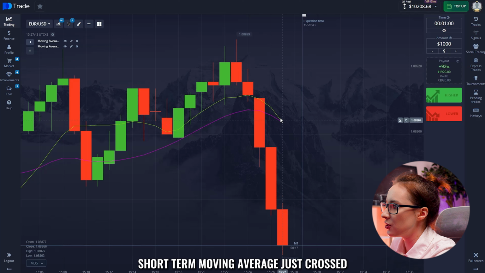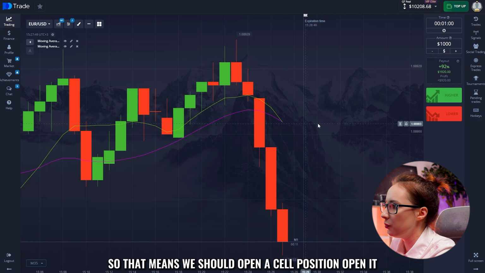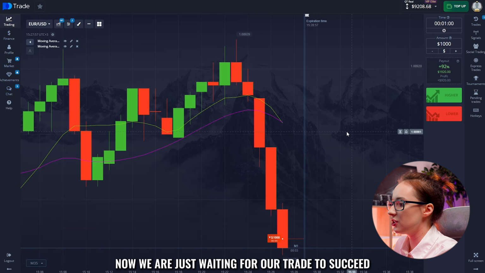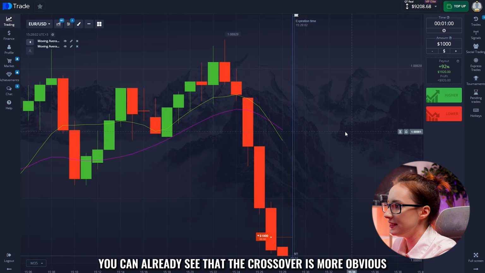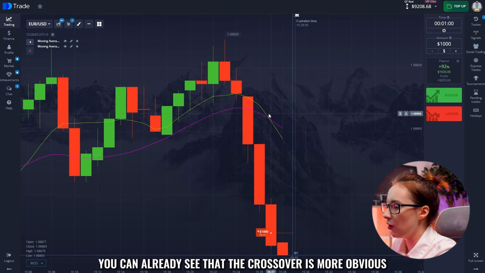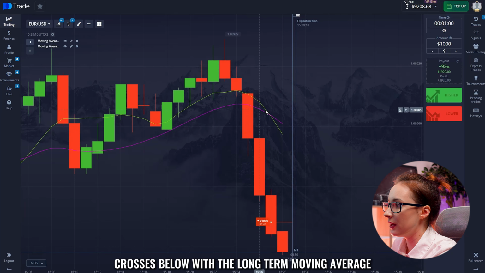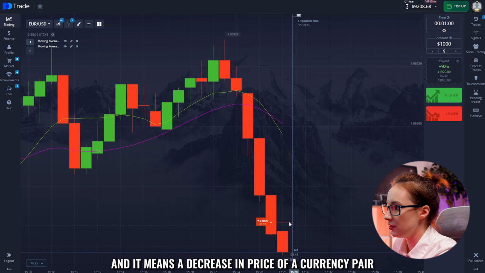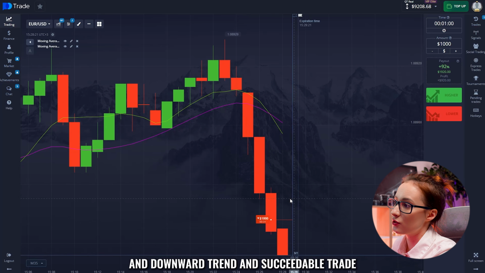Okay, so here we are, the short-term moving average just crossed the long-term moving average below, so that means we should open a sell position, open it, and that's it. Now we are just waiting for our trade to succeed. Okay, you can already see that the crossover is more obvious now. So again, the short-term moving average with the period of 9 crosses below the long-term moving average with the period of 21, and it means a decrease in the price of a currency pair, a downward trend, and successful trades.